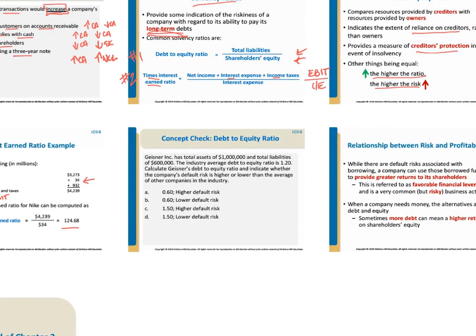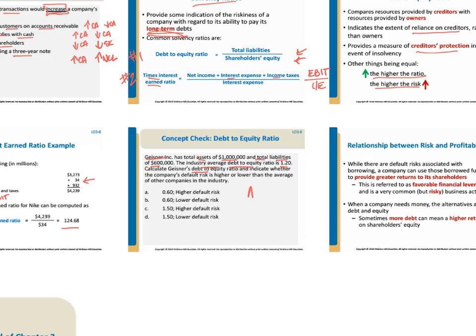Okay, let's look at a quick multiple choice example. You can pause this and then we'll come back to look at it together. Okay, this problem says that Geisner Inc. has total assets of $1 million and total liabilities of $600,000. They give us an industry average for the debt to equity ratio of 1.2. They want us to calculate our debt to equity ratio and indicate whether or not we're in a better position as it relates to default risk.